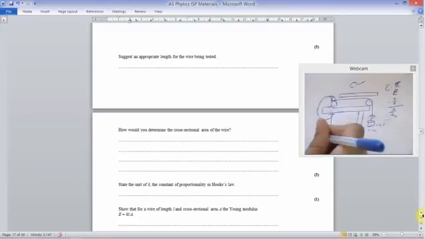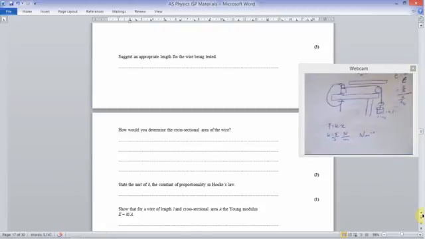State the unit of K, the constant of proportionality in Hooke's law. We know F is equal to Kx, so K is equal to F over X. That's newtons over meters, newtons per meter. It's pretty straightforward, that one.